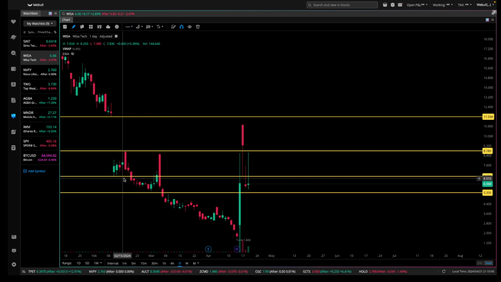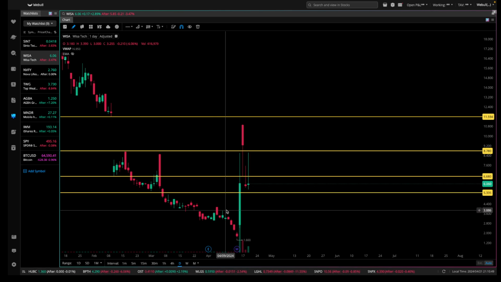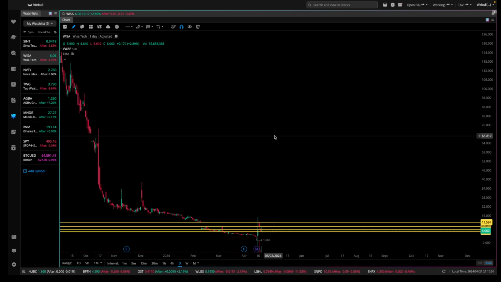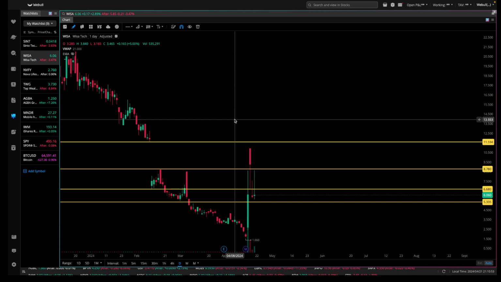Why is this area significant? Look, held, rejected. So again, this area matters. So this is another daily chart that's A+. It's a very good daily chart.